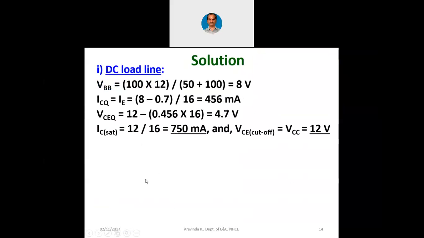Fine. Now let me show you the answer for the emitter follower. Solution: for the DC load line, VBB is 100 into 12 by 50 plus 100, that is R1 and R2 together. So we get the base voltage 8 volts. ICQ is nothing but IE now. It is the base voltage, 8 volts minus 0.7, divided by the 16 ohms at the emitter. So the quiescent current is 456 milliampere. And VCEQ is 12 minus 0.456, that is ICQ, into 16 ohms IE, because the collector is connected to the supply voltage directly. So VCEQ is 4.7 volts.